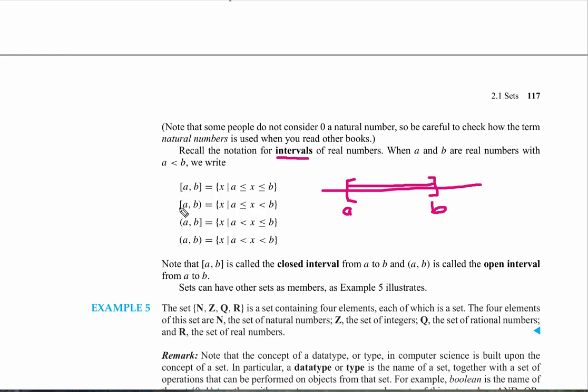So square brackets means you're including the endpoints, but round parentheses mean you're not including. This round parenthesis here means I'm not including the number b, but everything up to b. This one means all the real numbers between a and b, not including a, but including b. And the last version, if you have two parentheses, in interval notation it means all the real numbers between a and b, not including a and not including b. We'll be using this notation in later sections.